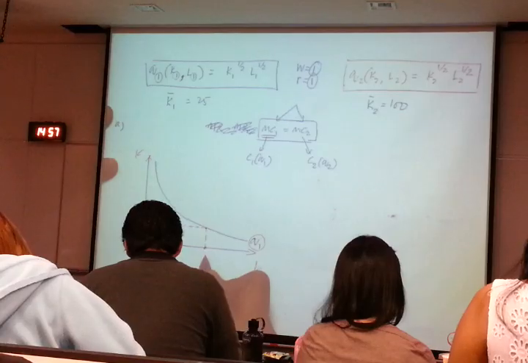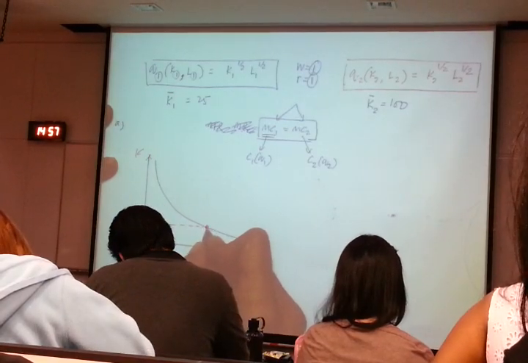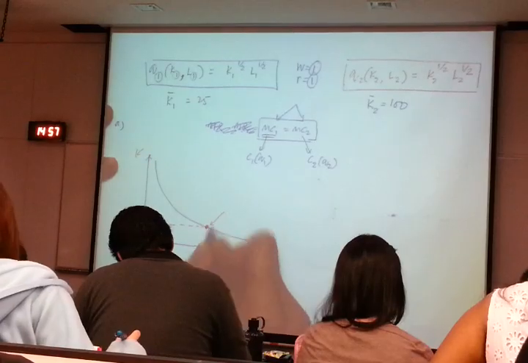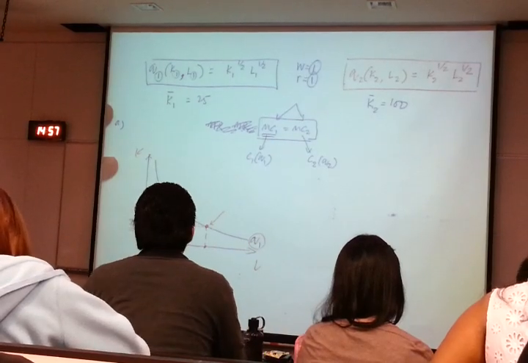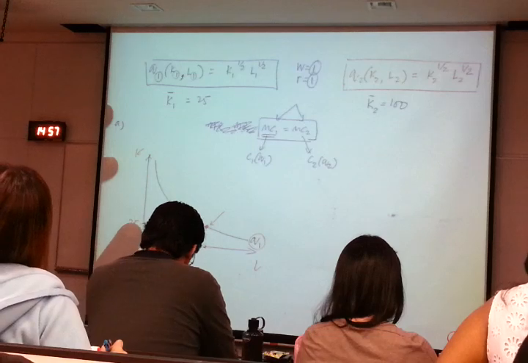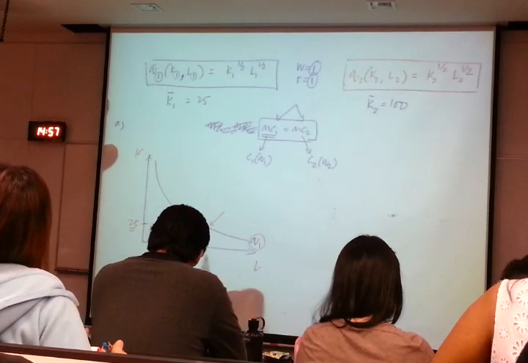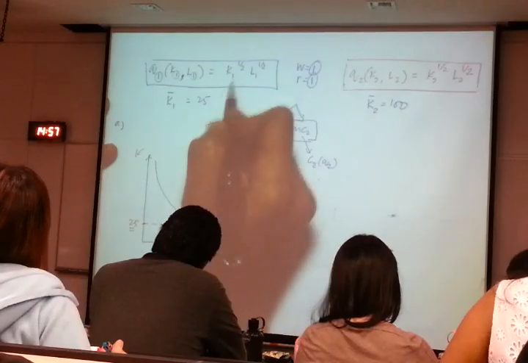This is your L star. In the short run, the conditional input demands are these. I don't even have to draw my W over R line. There is only one input bundle given this amount of capital that you can use to produce this. How do I find this?